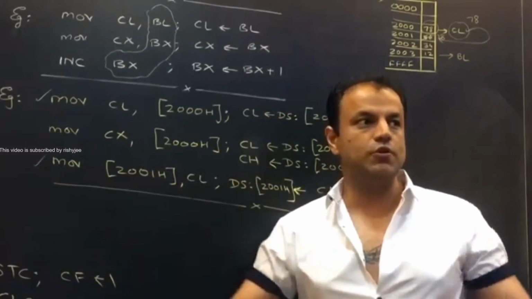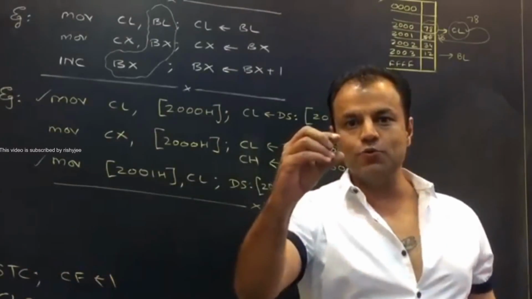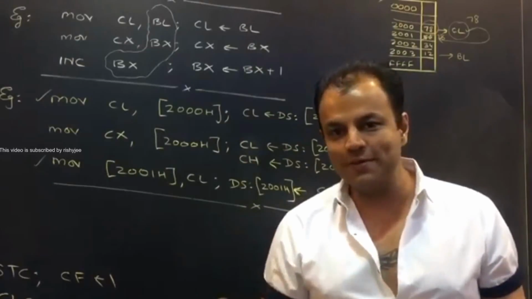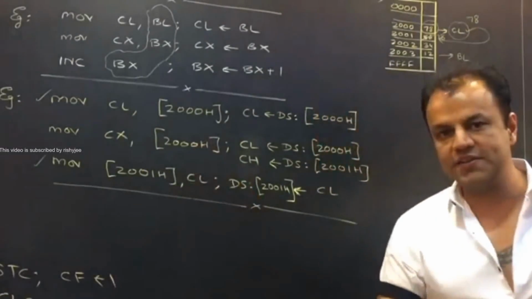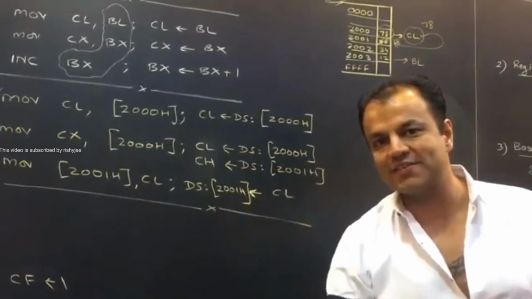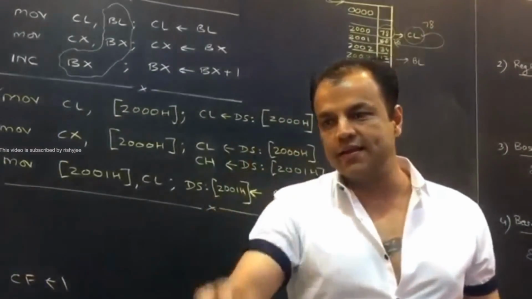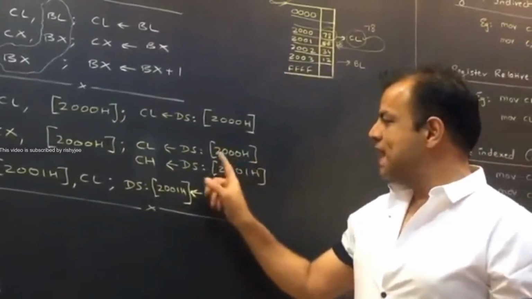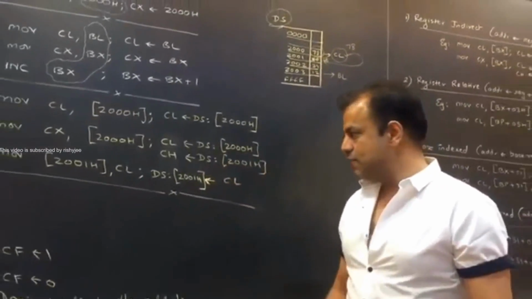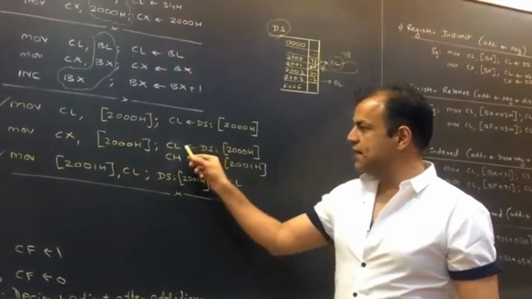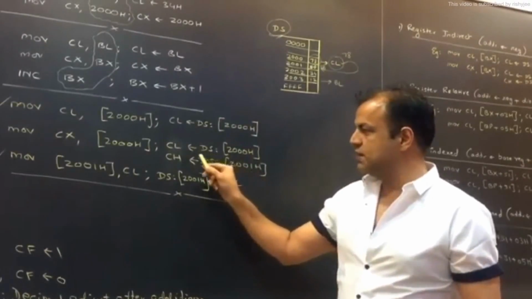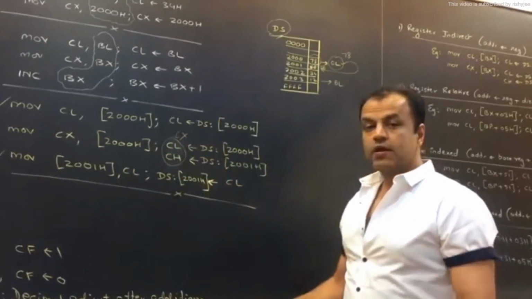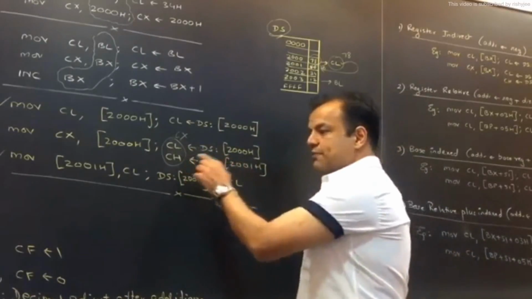Now of course it won't be stored in two scattered locations. It will be stored in two consecutive locations. So 2000 and 2001. So you don't have to write both addresses. If you write one address, it's understood it is that address and the next address. So you're getting the data from data segment offset address 2000 and data segment offset address 2001. 2000 will give the data to CL, 2001 will give the data to CH, which means effectively this whole number will come into CX.